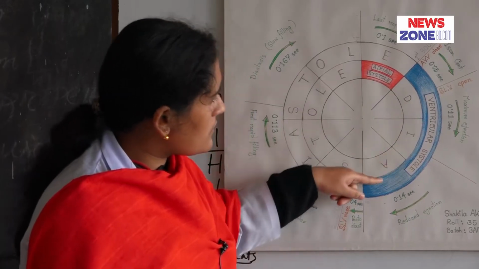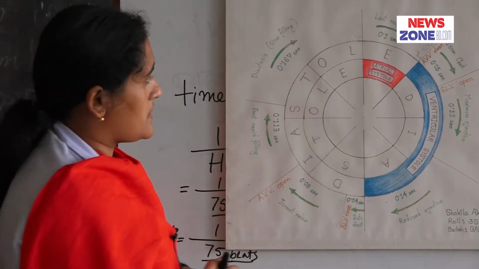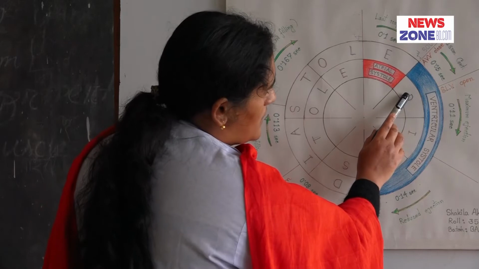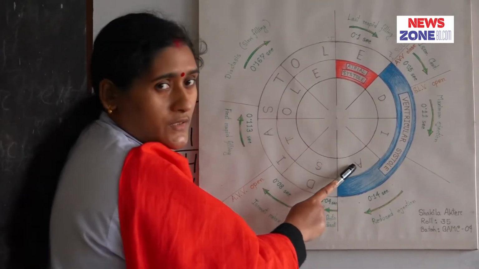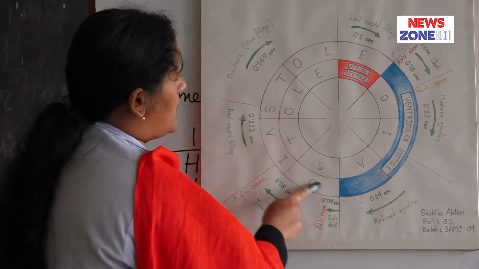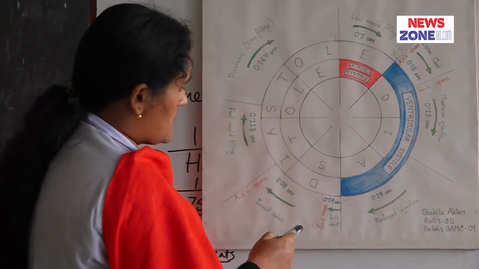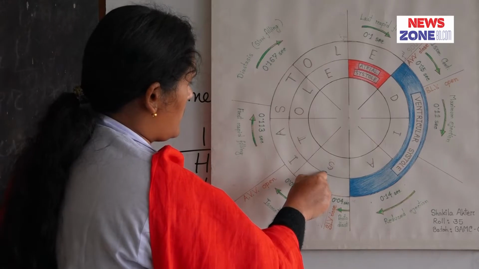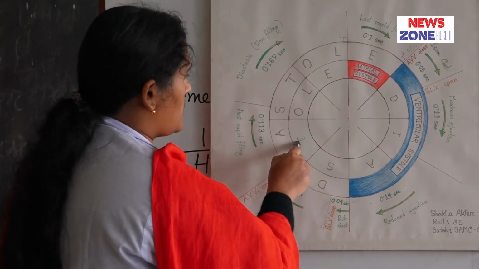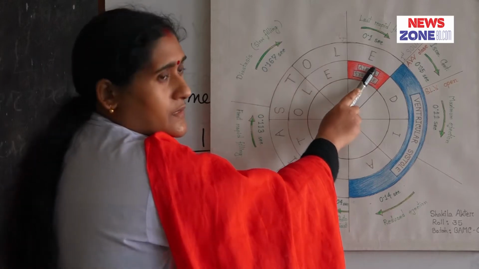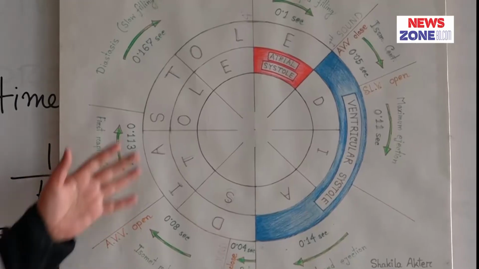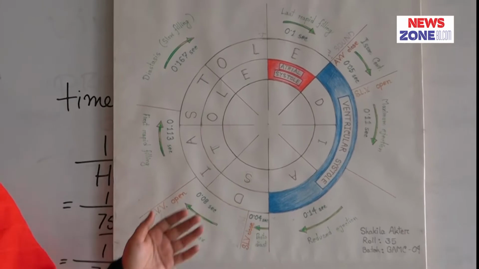In ventricular systole there are three phases: isometric contraction phase, rapid ejection phase and slow ejection phase. In ventricular diastole there are five stages: protodiastolic period, isovolumetric relaxation period, fast rapid filling phase, slow filling phase and last rapid filling phase. This is the overall events of cardiac cycle.